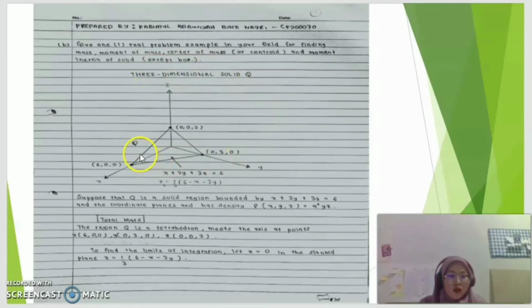For the question, I choose a three-dimensional solid shape, which looks like a triangular shape on the x, y, z axes. Suppose that Q is a solid region bounded by x + 2y + 3z = 6, and the coordinate axes, with intercepts at x = 6, y = 3, z = 2, and the density function rho(x, y, z) = x²yz.